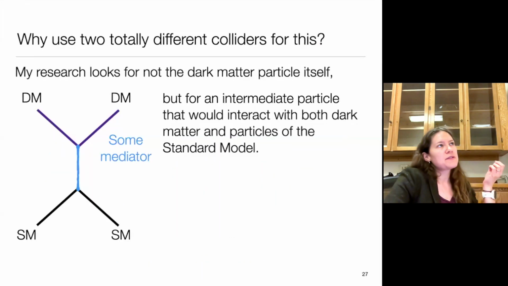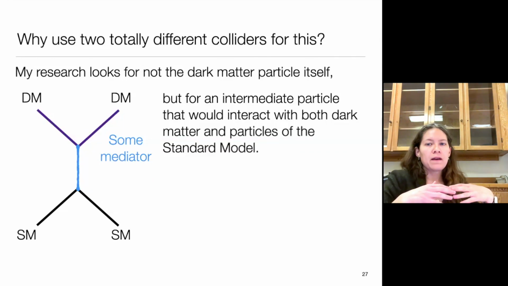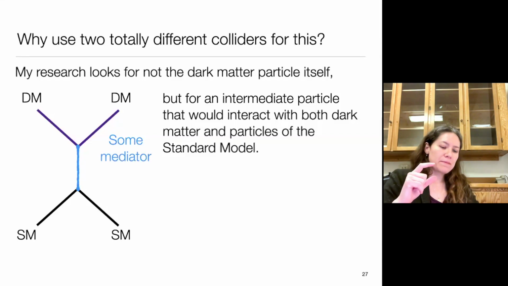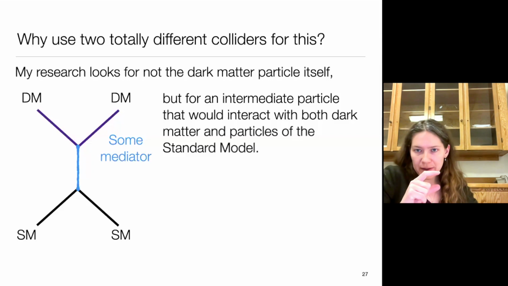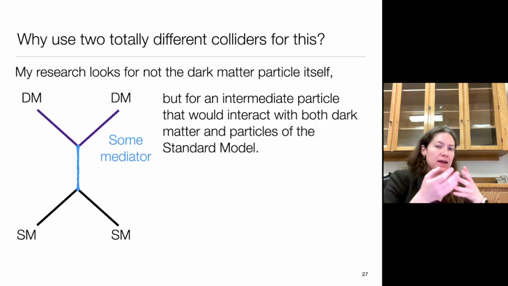So this, I think, comes back interestingly to the idea then of why use different accelerators to do this. I mentioned that I'm doing research at two different colliders, and they're both related through this concept of dark matter. My research specifically, I'm not looking for dark matter itself. I'm looking for what makes that blue blob work. There should be some kind of intermediate particle that acts as a connector between standard model and dark matter. And that is something that we can potentially make more easily and study more easily in the lab.